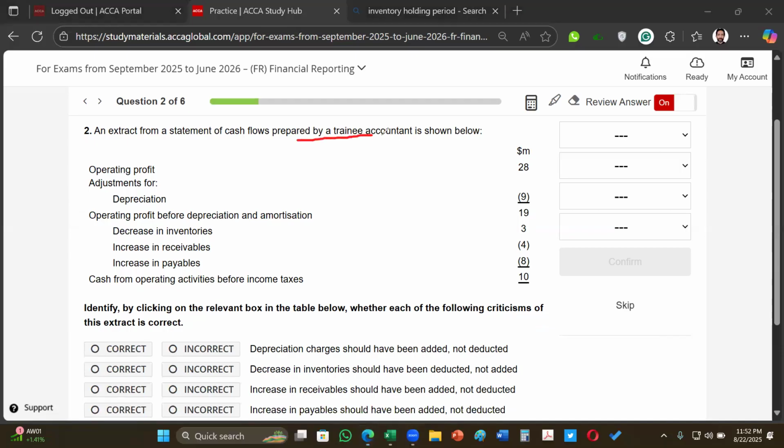So the trainee has actually deducted the depreciation, it should be added. So this is something wrong. We need to add back the depreciation.